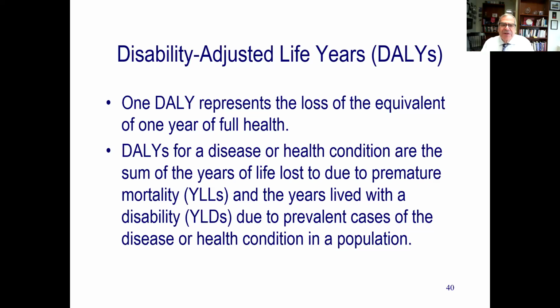I want to bring this one up as one more indicator of what we see when we consider disability-adjusted life years. This is called a DALY. You've probably seen this; it's very commonly used by the World Health Organization and many people that do global work, because it gives you a comparator. This represents the loss of the equivalent of one year of full health. So this is a person that has it. These DALYs for a disease or a health condition are the sum of the years of life lost due to either premature mortality, they died early, or the years lived with a disability.